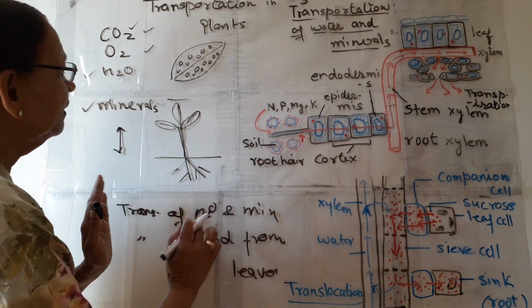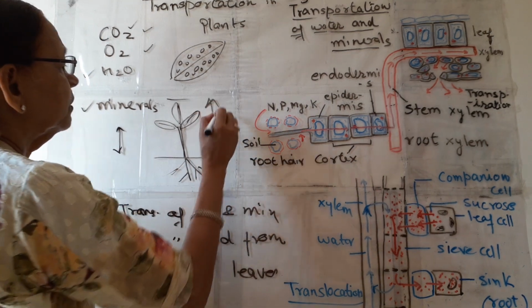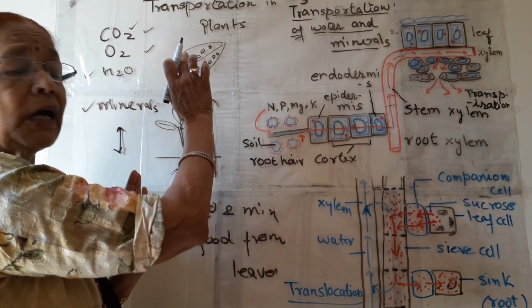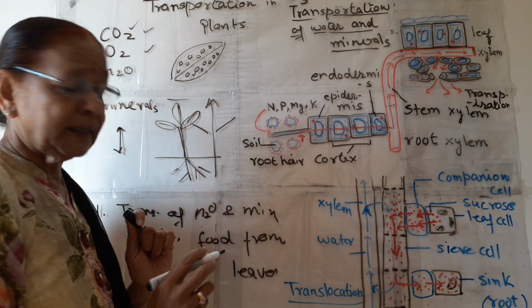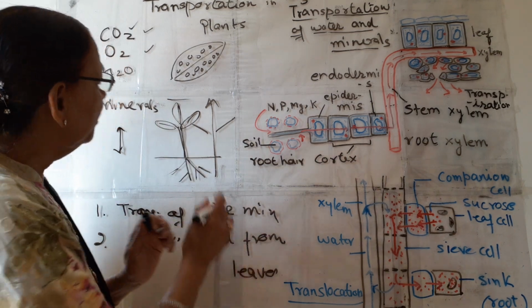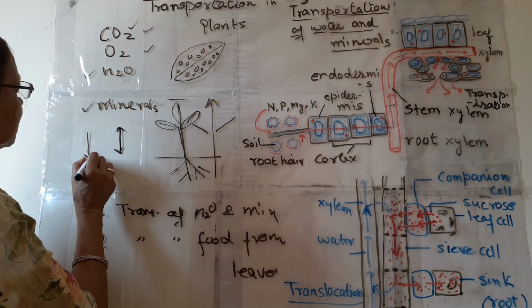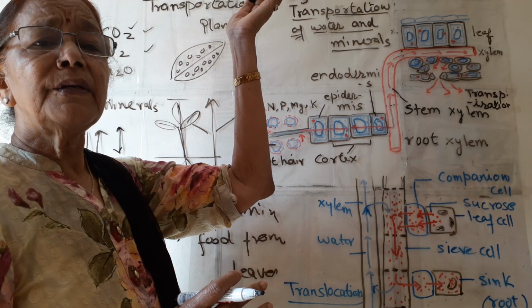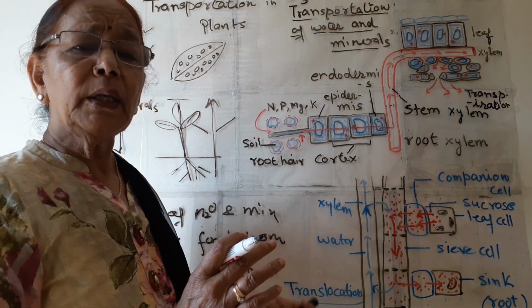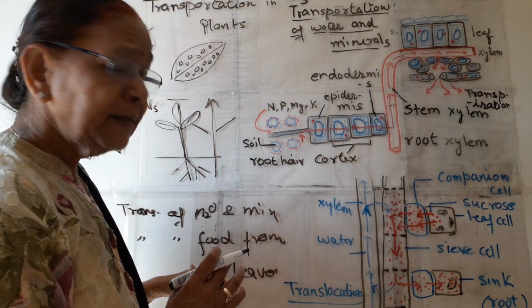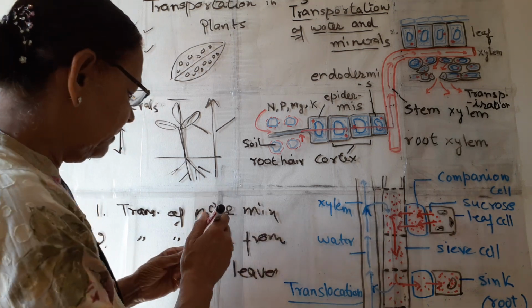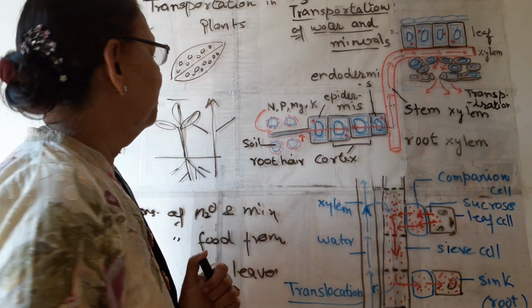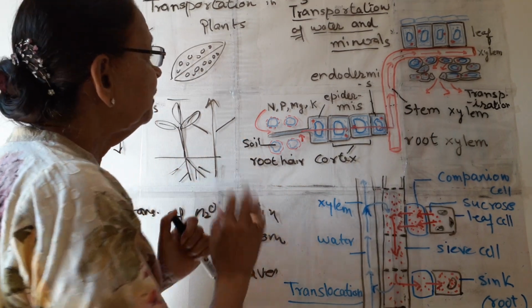Transportation of water and minerals is only in one direction, as plants are upright, from the root it goes up to the branches. But transportation of food is a two-way process. Food is required in the upper region of the plant also and the lower region of the plant also. So it is a two-way process, and the first one is the one-way process from bottom to the top of the plant. We will discuss one by one.